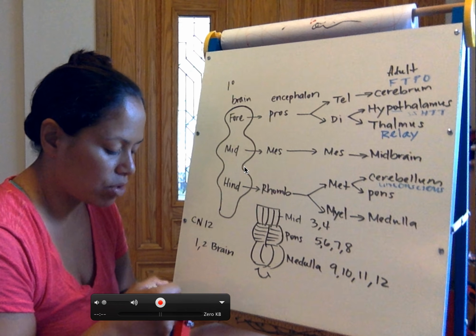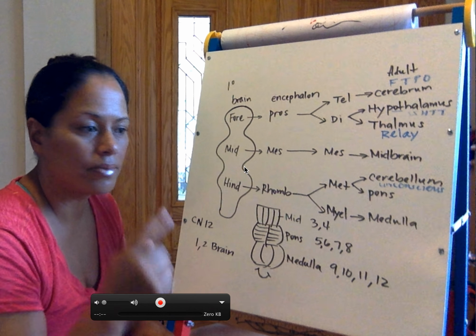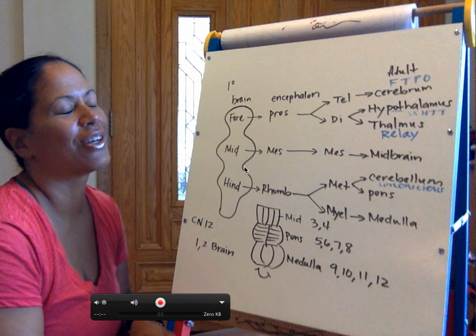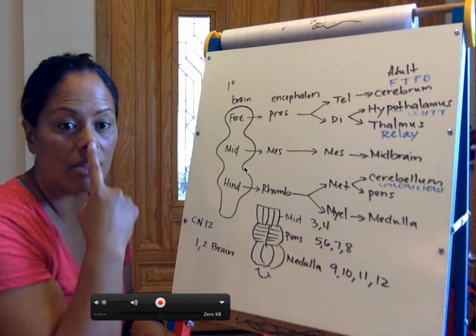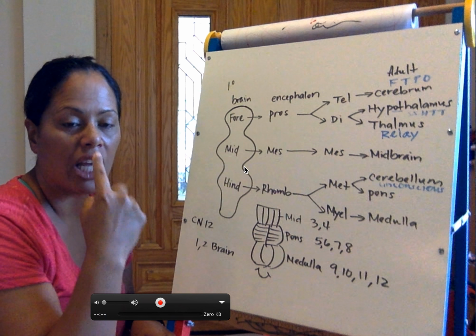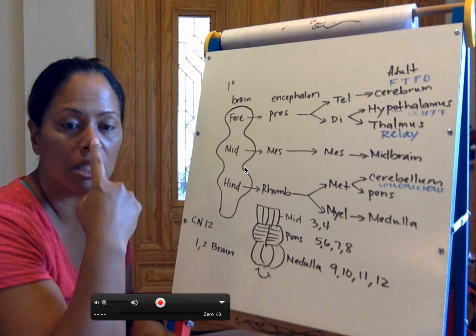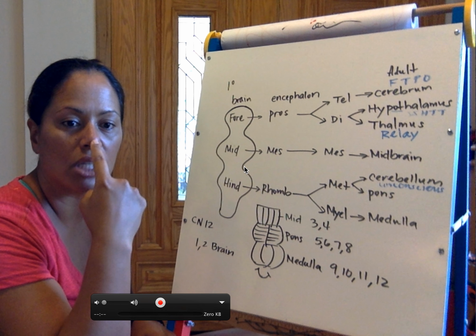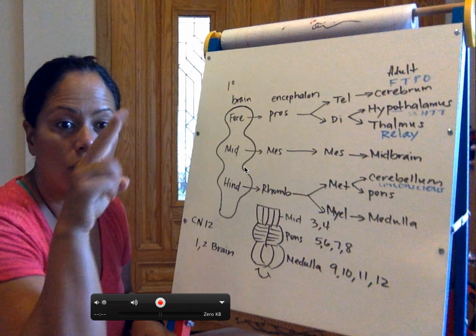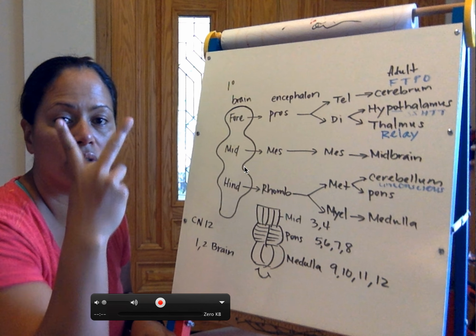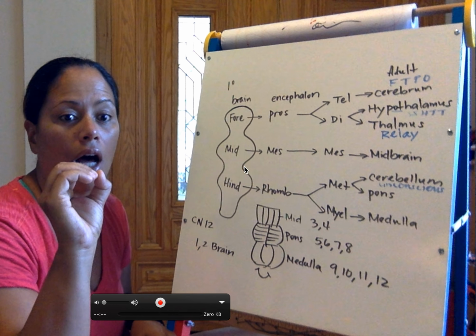And how do you remember one and two are in the brain? Cranial nerve one, nose, and then cranial nerve two, eyes. So one is called olfactory. It's associated with the sense of smell. And two, I have two eyes for vision. So cranial nerve two is associated with vision. It's also known as optic.